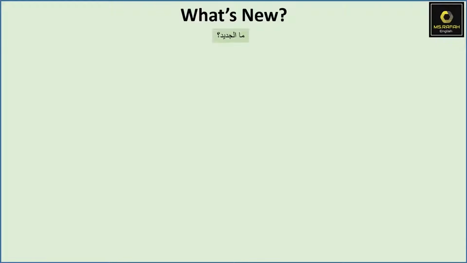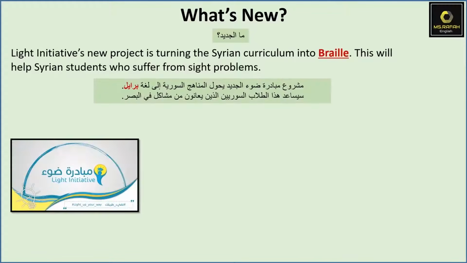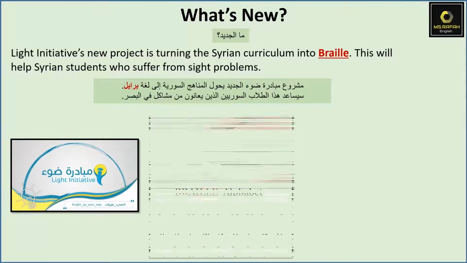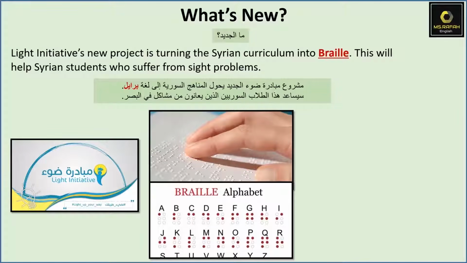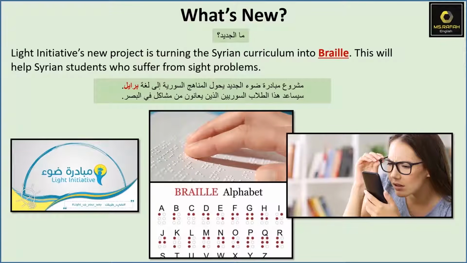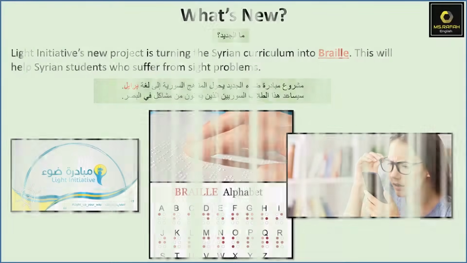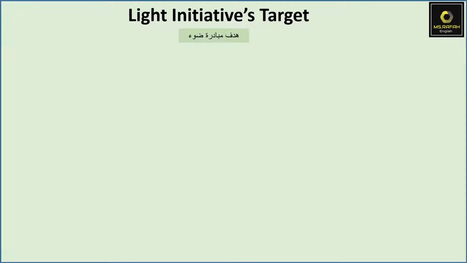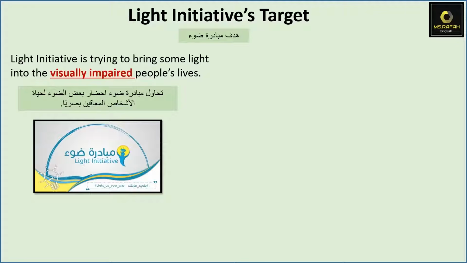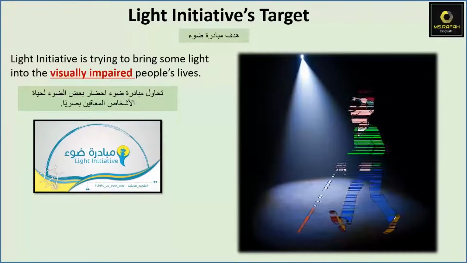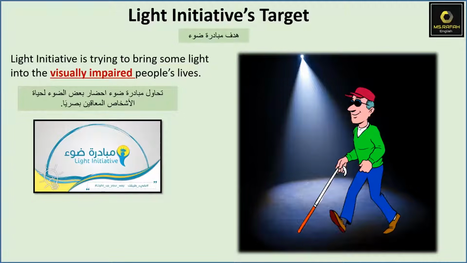What's new? Light Initiative's new project is turning the Syrian curriculum into Braille. This will help Syrian students who suffer from sight problems. Light Initiative's target. Light Initiative is trying to bring some light into the visually impaired people's lives.